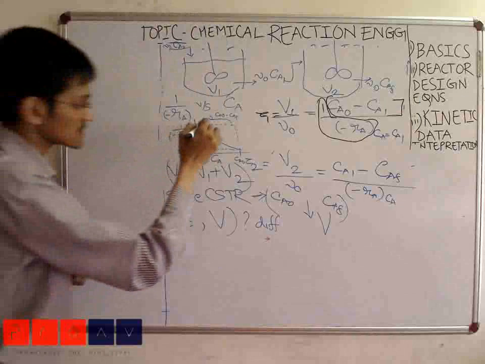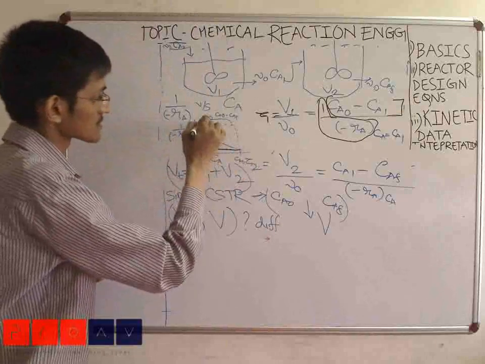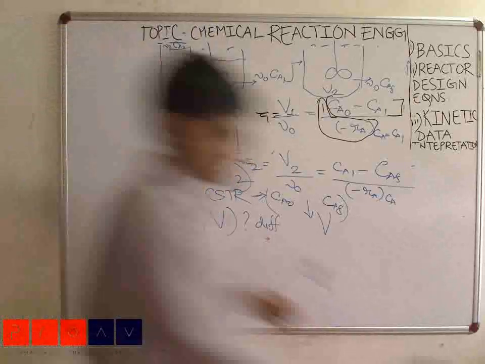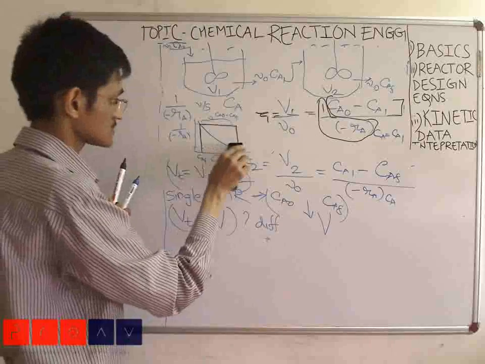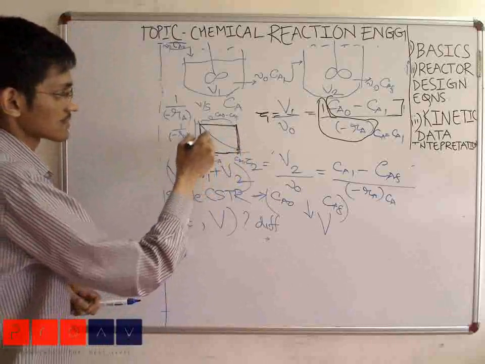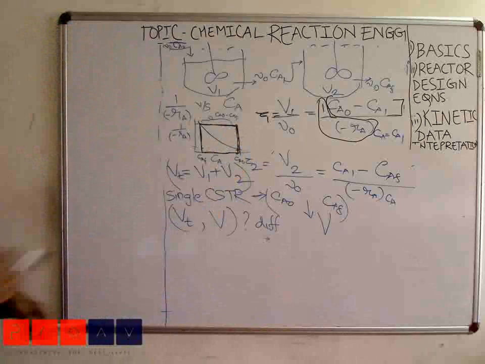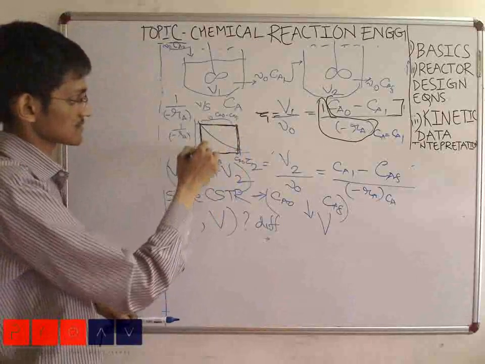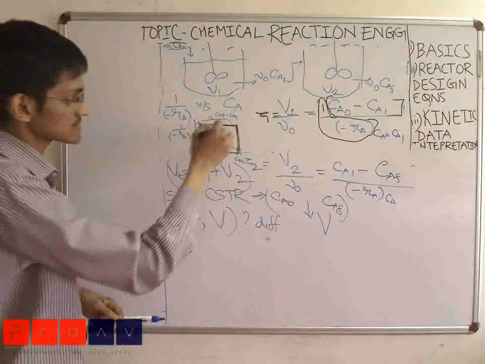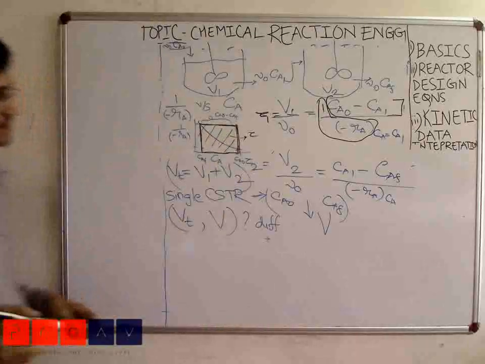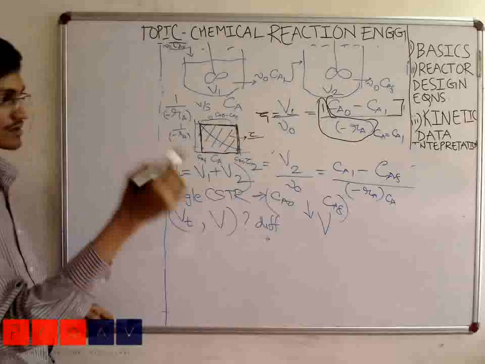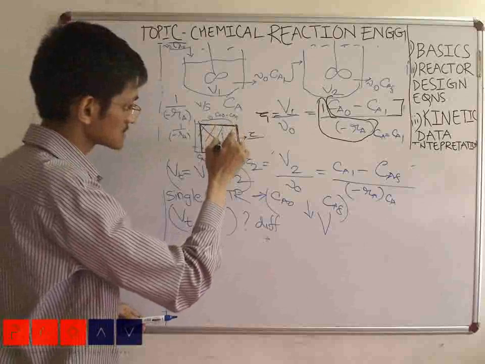So the area of this rectangle, which I have marked with a black mark, has 1 upon minus RA as the length and CA naught minus CAF as the breadth. This is what gives us the term. Now if you are carrying out the reaction in a single CSTR from CA naught to CAF, versus going from CA0 to CA1, let's say CA1 is here.